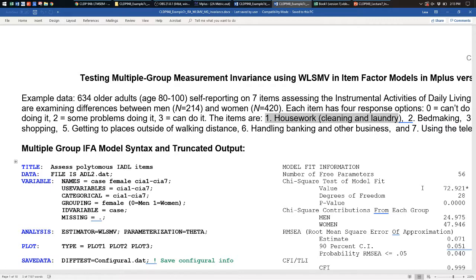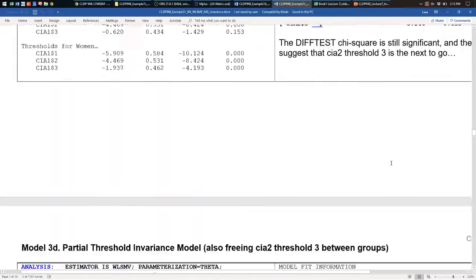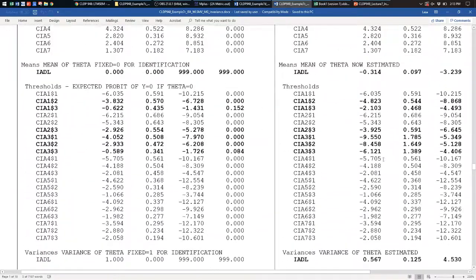Like I said, this cohort is very old. Not saying that any of this is true anymore, but in this sample of 634 people, this is what happened. Likewise, item 2, threshold 3, is easier for women. And item 3, all of the thresholds are way easier for women.